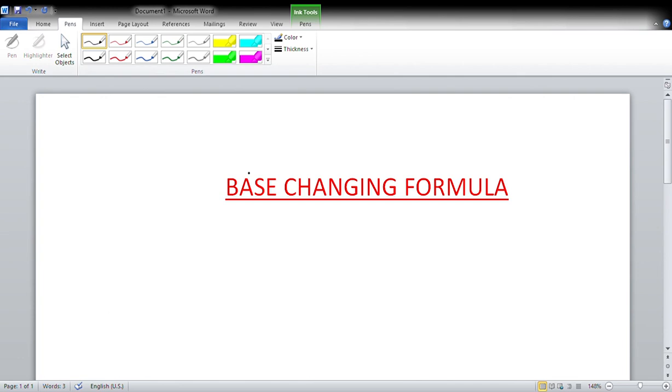This is one of the most important concepts in this log mathematics chapter, and it is also mostly misunderstood and misconceptualized. I have gotten messages from many of you friends that you are not able to understand this base changing formula. So in this video I'll try to make you understand the base changing formula of log, right?